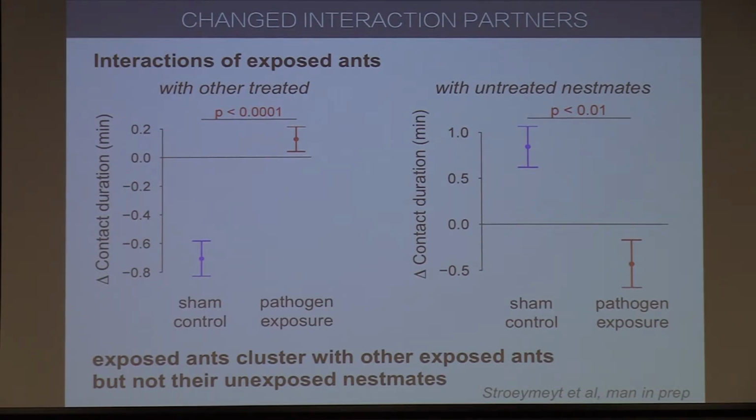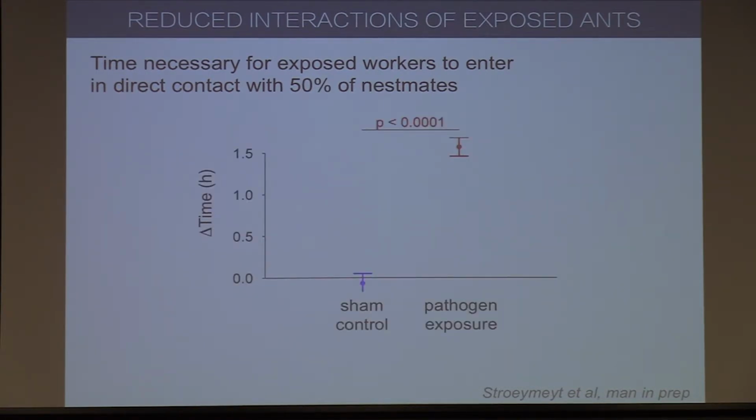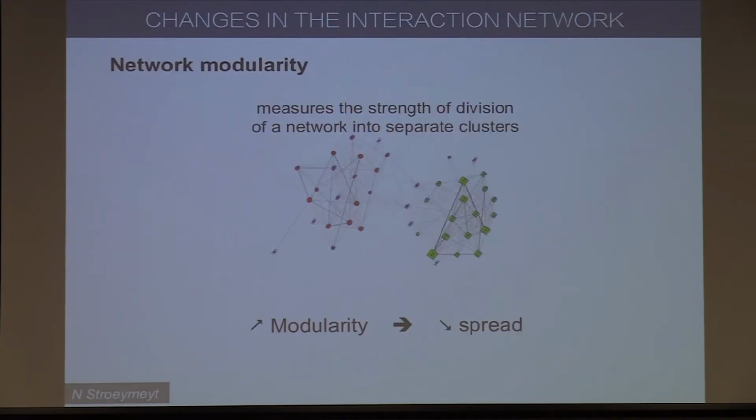And this also means that they have reduced types of overall interactions, and the time that is necessary for the exposed workers to enter in direct interaction with 50% of the nestmates. It's a bit of a complicated measure, but it's very much prolonged, as you can see here. So this means that there is, on one hand, a spatial change, but also a social isolation of these exposed workers. And this you can also look at when you look at network modularity, which measures the strength of division of a network into separate communities.